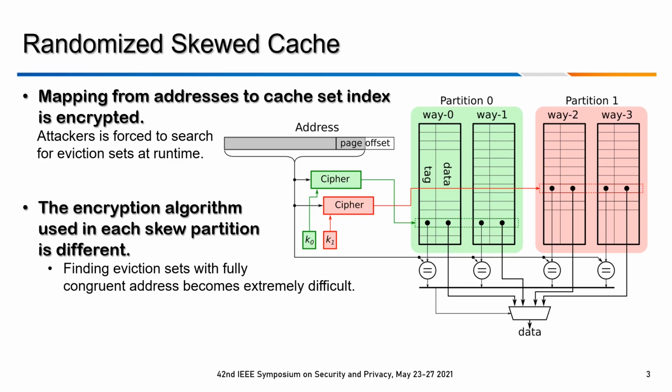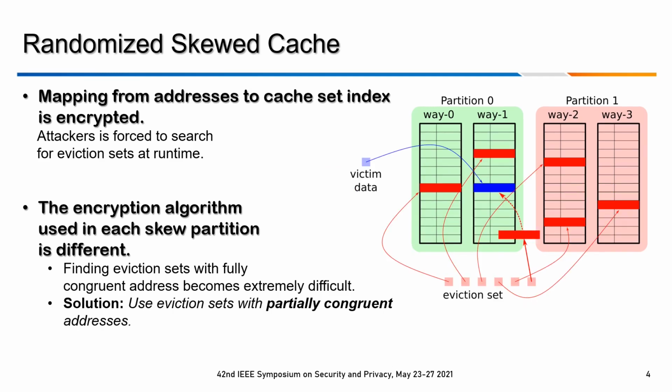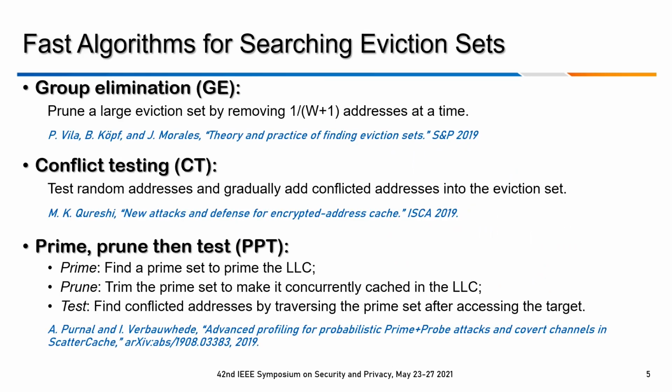To further increase the difficulty of searching for eviction sets, the keys used in each skew partition are different, and the address might be cached in any skew partition with equal chance. As a result, it is nearly impossible to find an eviction set using fully congruent addresses within any reasonable period of time. Unfortunately, attackers might instead choose to use partially congruent addresses. Although the found eviction sets are larger, they're still useful. As shown in the figure, when the eviction set contains enough partially congruent addresses, eventually the cached victim data will be dislodged by one of them.